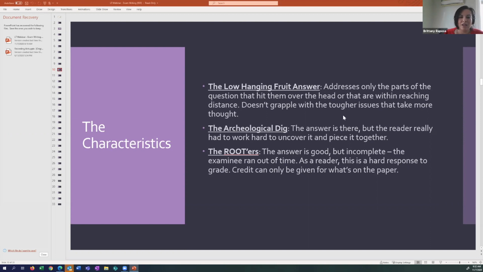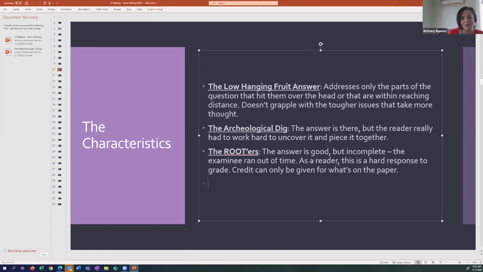Right. Then there's the archaeological dig, which I find a lot of. It's the really hard to understand answer. It's so disorganized. The answer is somewhere in there, but it's really hard to pull out. It's not written in an IRAC or CRAC structure. It's really just kind of the student's stream of consciousness all over a page. Really difficult to understand.